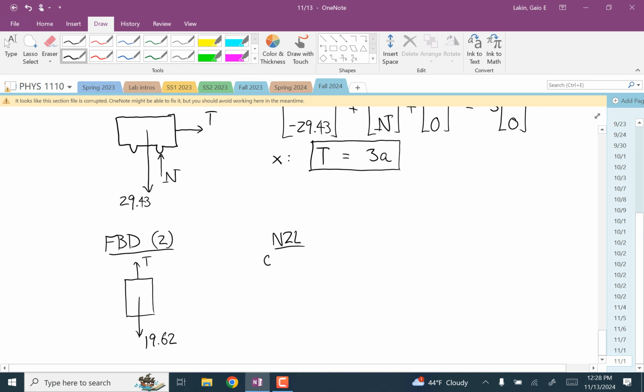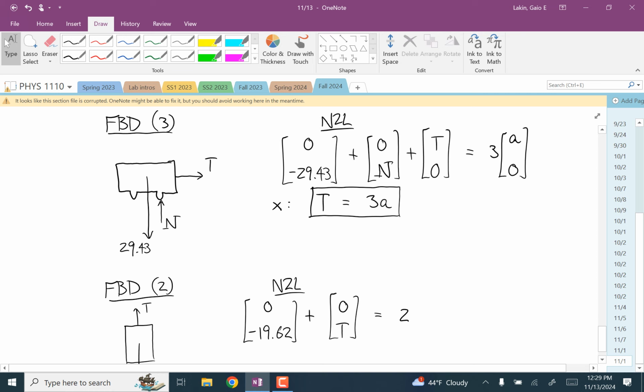And so Newton's second law says 0, negative 19.62 plus 0T is equal to the mass. And now for the second body, you always have to think about the acceleration for a second. You have to come up with a direction.